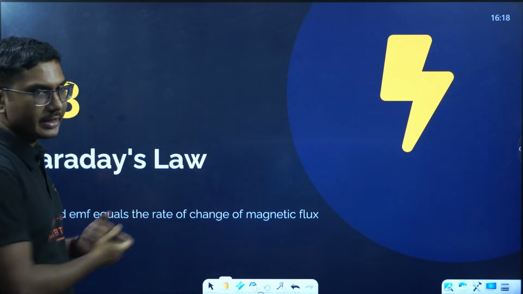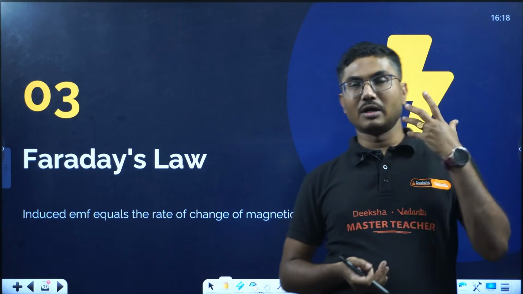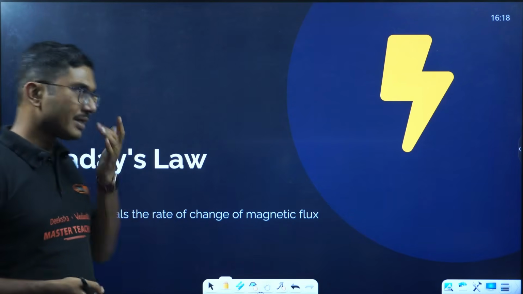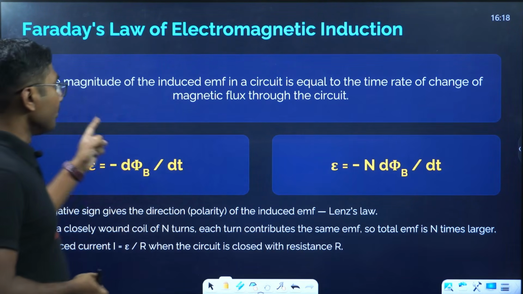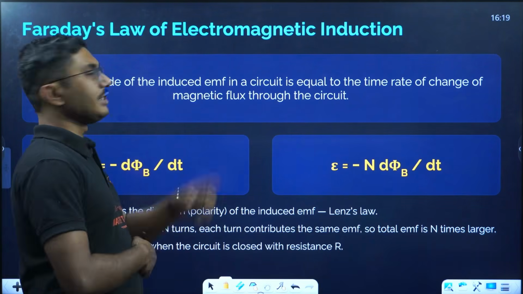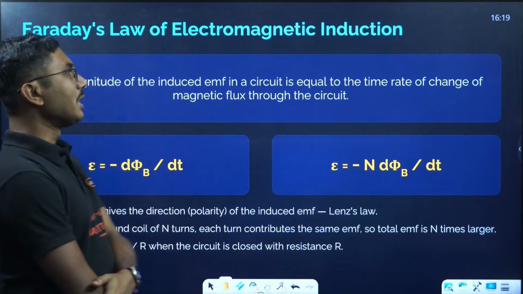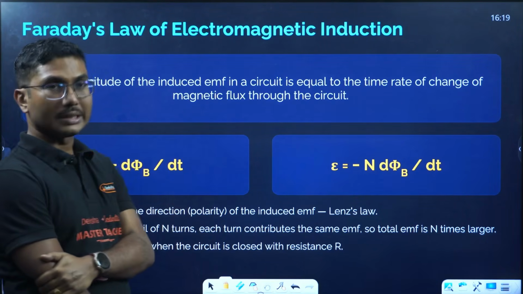First law is Faraday's law. So obviously anything that happens in nature has to have a certain law present in it. So the first law is Faraday's law. Okay, what is this? The magnitude of the induced EMF in a circuit is equal to the time rate of change of magnetic flux through the circuit.